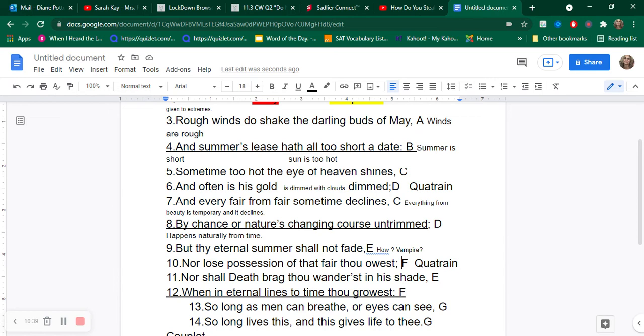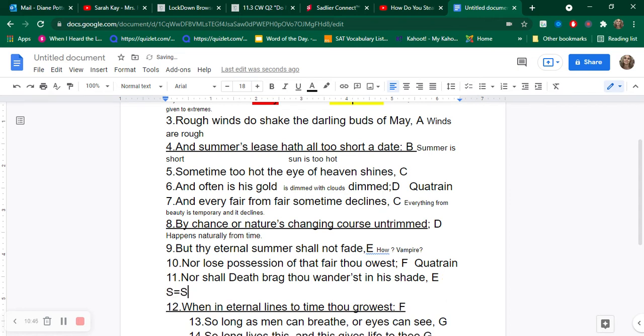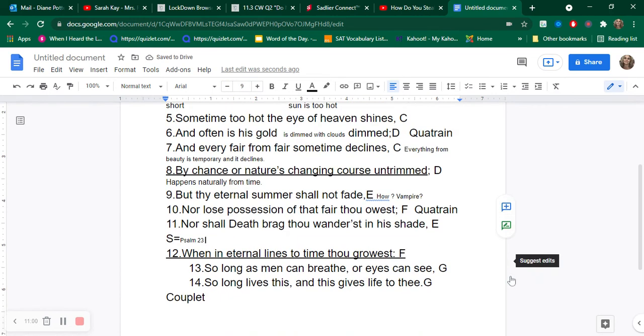Nor shall death brag thou wanderest in his shade. This is very reminiscent of Psalm 23. Thou shalt walk through the shadow of death, thou shalt not fear. God is with you. Now, I'm going to get to the clincher here.